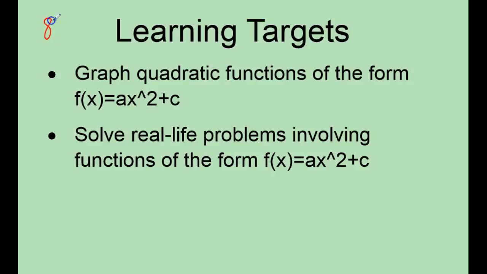All right, here we're looking at section 8.2. So our learning targets are to graph quadratic functions of the form f of x equals ax squared plus c. The difference here from what we looked at last section is now we've added this constant term at the end. And you'll notice this constant term does not have a variable with it. So we're going to look at what this does to our graphs.